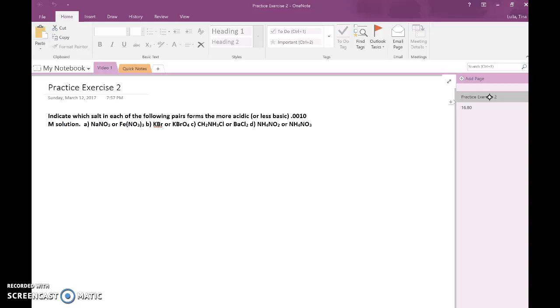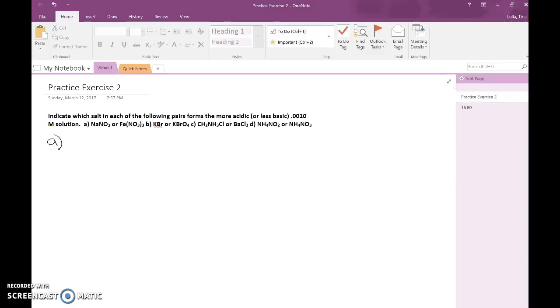Okay. So this is going over the homework that you had that was due today. So the first one was practice exercise 2 from page 704, I think. I have the question typed in here. It says indicate which salt solution in each of the following pairs forms the more acidic 0.001 molar solution. And then they give us the pairs. Remember that the molarity here isn't important. We just have to decide whether the solution is going to be acidic or basic. So we'll go ahead and take a look at A.